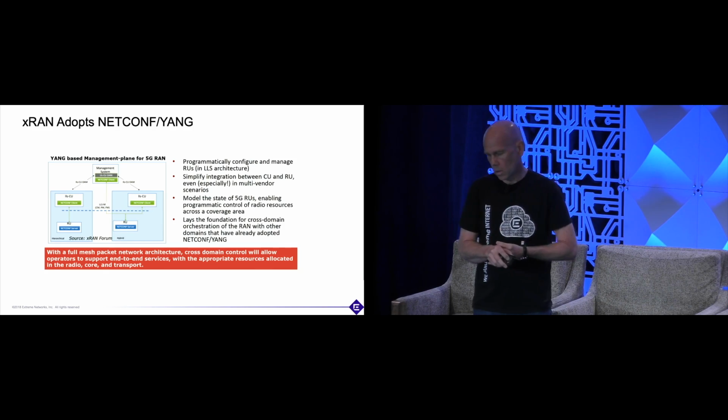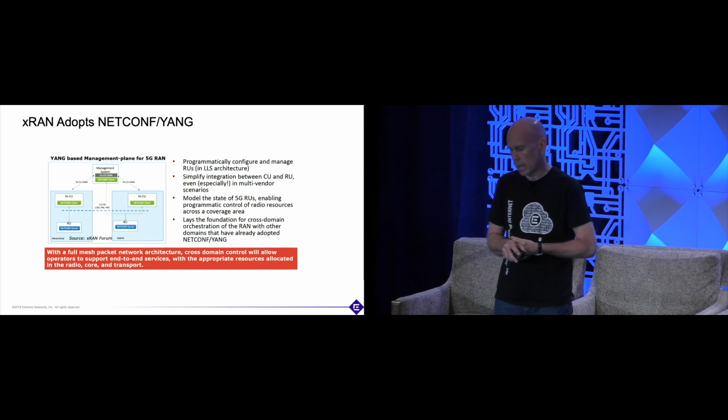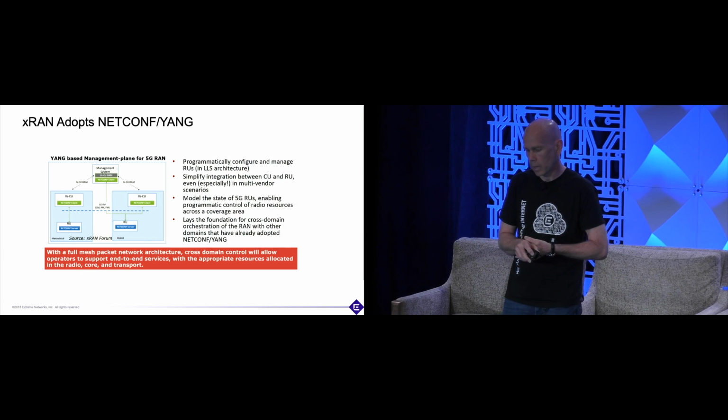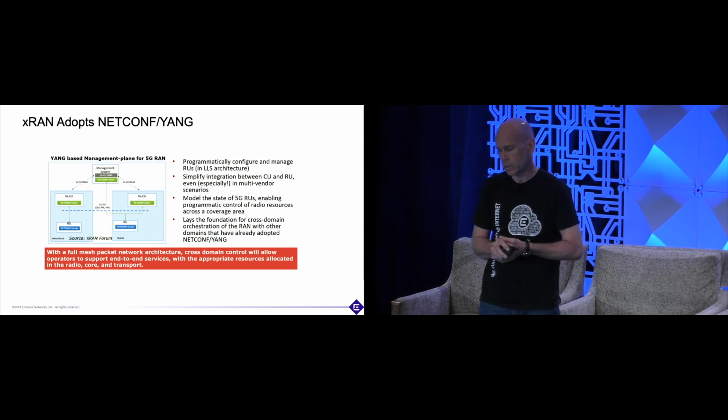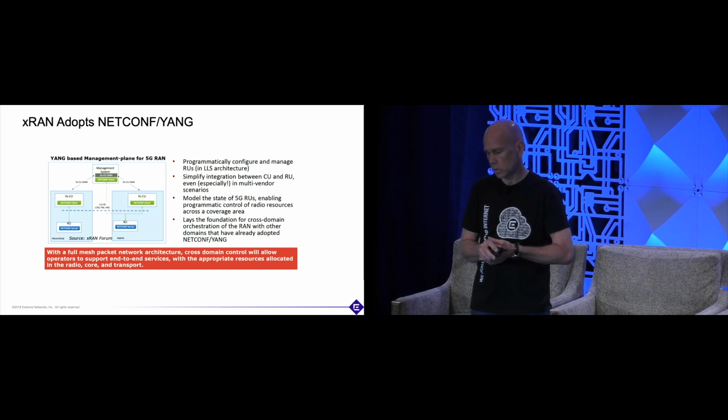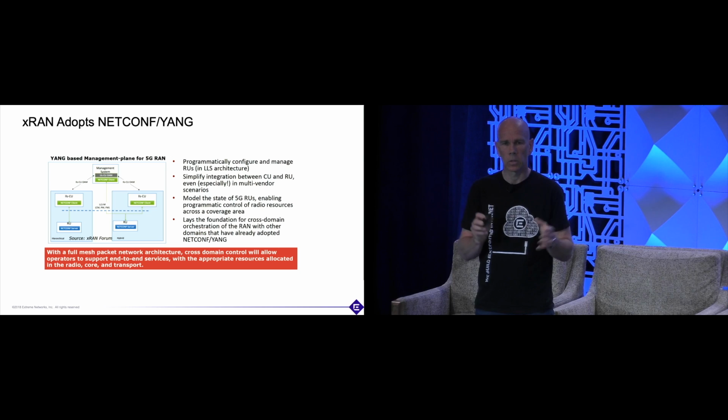What I like on this slide, I'm not going to go through this in detail, but I want to point out the red square, which says that with the full mesh packet network architecture, cross-domain control will allow operators to support end-to-end services with the appropriate resources allocated in the radio, core and transport. Cross-domain automation basically means that you're going to automate all the different factors within the network.